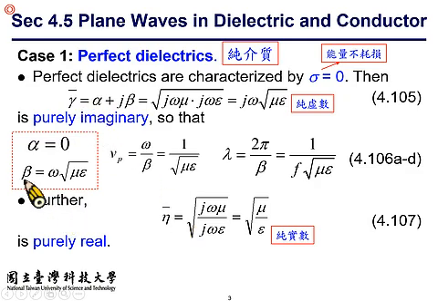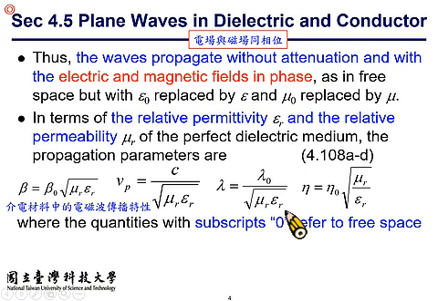So alpha equals 0, beta is non-zero, and can be expressed as, so everything goes well, like what we have in vacuum space. And eta, the intrinsic impedance, is a pure real number as well, which is simple and beautiful, right? So the wave propagates without attenuation, and the E and H field are in phase, because eta is a real number, all right?